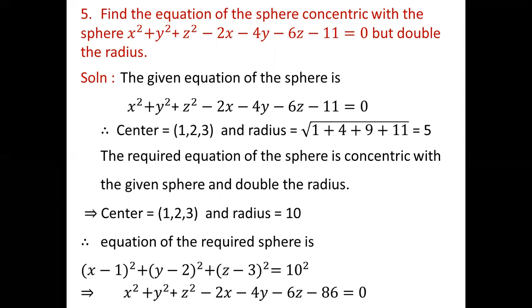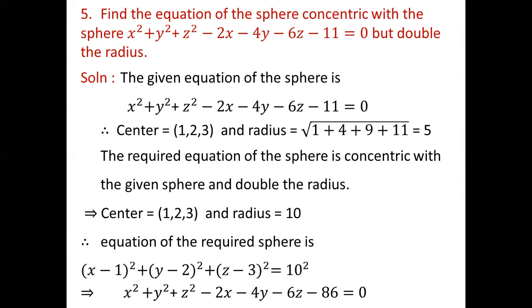So we can find the center from this equation. So that will become (1, 2, 3), and that is the center for the required equation of a sphere. Now the radius, it is given that it is double the radius. So let us find the radius of the given sphere. So radius of the given sphere becomes root of 1 plus 4 plus 9 plus 11 equals 5. So radius is double means the radius of the required sphere becomes 10.